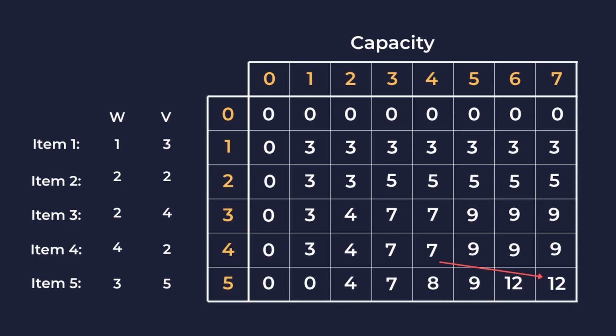Now the table is filled. The maximum value we can put in the bag is 12. This is how dynamic programming works for the knapsack problem. If you understand this, try to solve the next example.